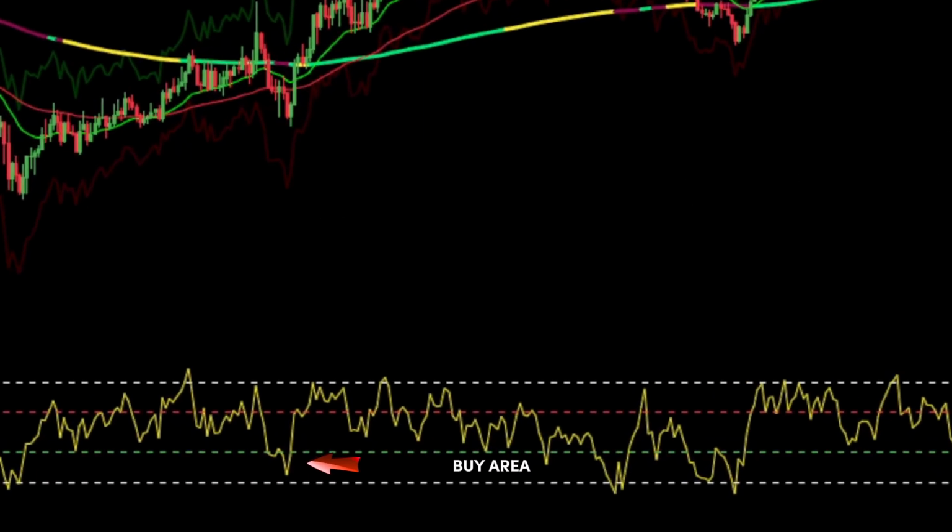If the signal line is between the 26 to 39 level, wait until the RSI signal line crosses above the 40 level before placing a buy order. However, make sure the RSI signal line does not fall below the 25 level. If the signal line crosses below 25, cancel the buy setup. If the signal line is between the 61 to 74 level, wait until the RSI signal line crosses below the 60 level before placing a sell order. However, make sure the RSI signal line does not exceed the 75 level. If the signal line crosses above 75, cancel the sell setup.